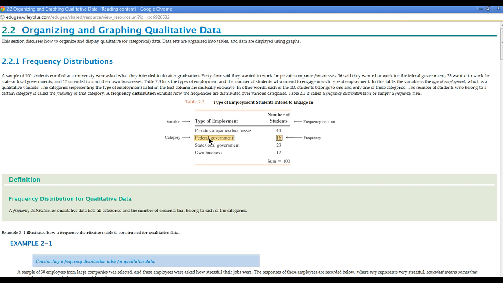So these are different. The variable that we're talking about is the type of employment, and then the values that it can take are not numbers, right? We don't say the type of employment is 6. No, we say the type of employment is private company, or federal government. It's like, for example, the flavor of ice cream that you like. The flavor of ice cream that a person likes is the variable, and the values that it takes are not numbers, right? We don't say I like 7. We say I like chocolate, I like strawberry, I like vanilla, right? So the values are not numbers, and so this is called a qualitative variable.